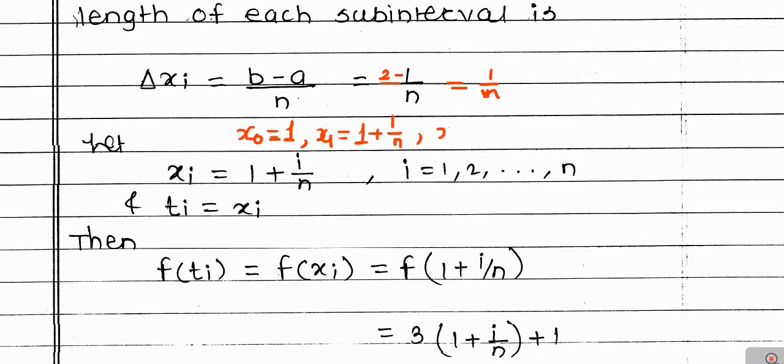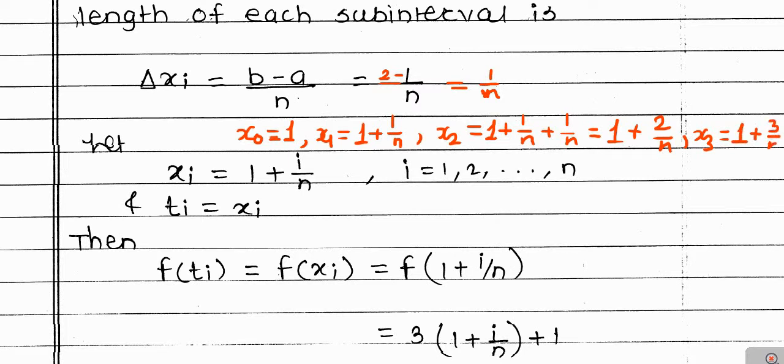Then for x2, in the formula for xi we have to put i equal to 2, so we get 1 plus 2 by n. So x2 is 1 plus 2 by n. Actually, it is x1 plus 1 by n, which is nothing but 1 plus 2 by n. Similarly, x3 will be equal to x2 plus 1 by n, but x2 is 1 plus 2 by n, so 1 plus 2 by n plus 1 by n will be 1 plus 3 by n.